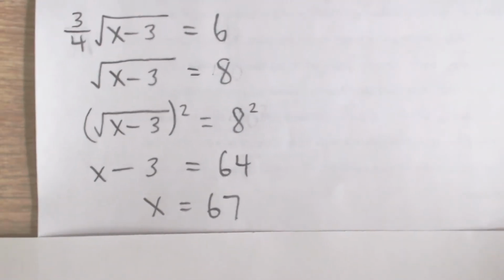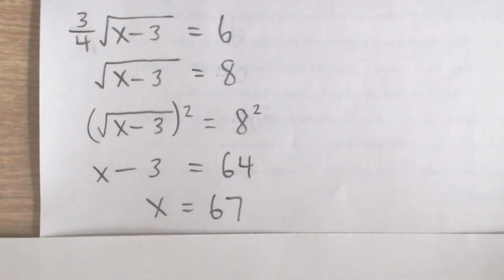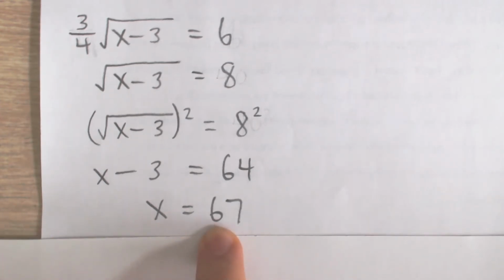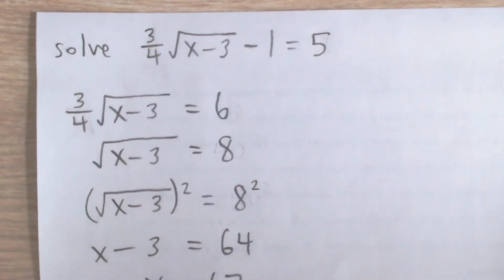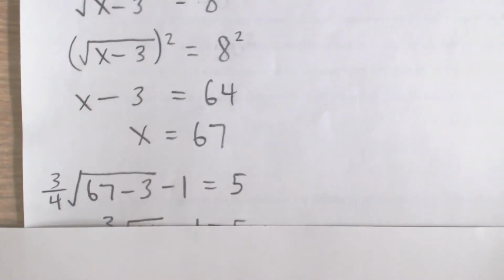But whenever you square both sides of an equation, you may introduce fake roots, or what they call extraneous roots. And so we have to check that our answer is true, right? That it works for the actual original equation. So let's do that, right? Plug 67 back in for x in the original equation.